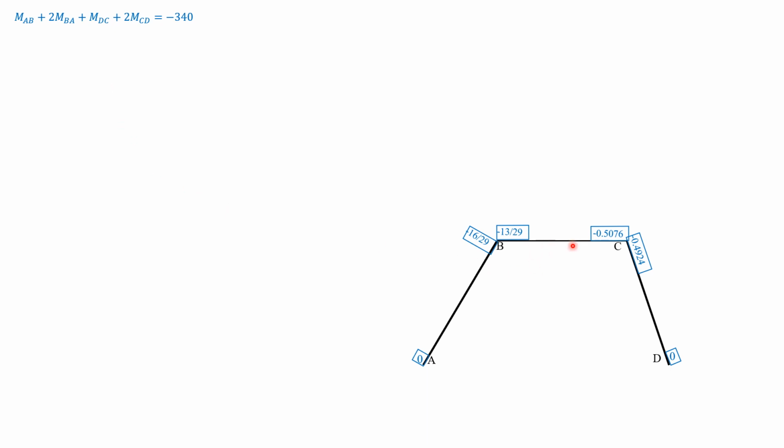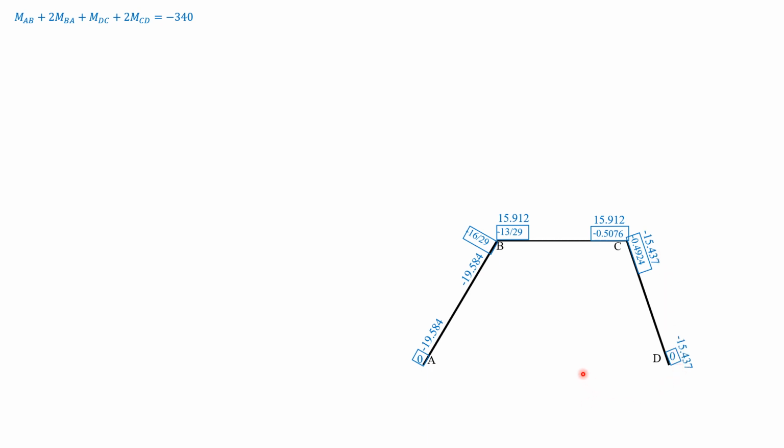So remember, this is the working equation: MAB plus 2 MBA plus MBC plus 2 MCD equals negative 340. So this is now the frame with the distribution factor. The side sway moments calculated in the preceding slides are transferred here: negative 19.584, negative 19.584, positive 15.912, 15.912, and in here, negative 15.437, negative 15.437.